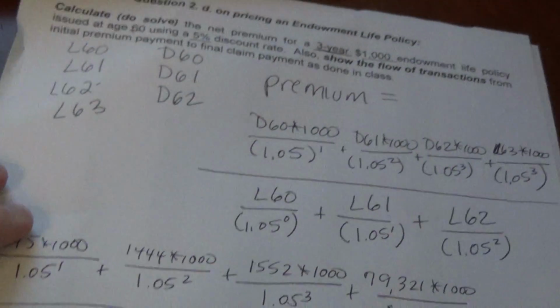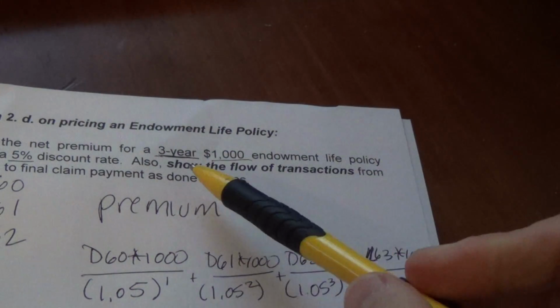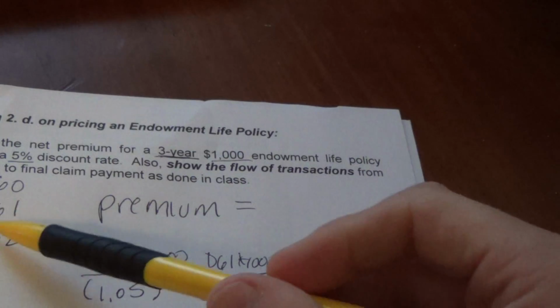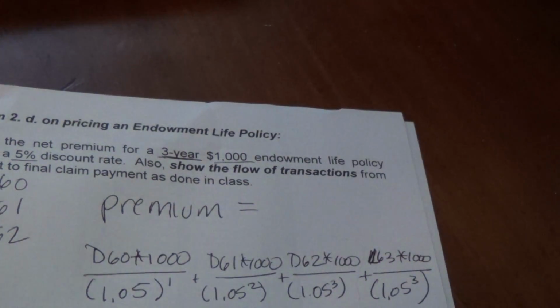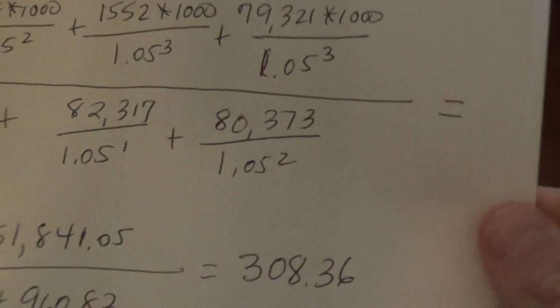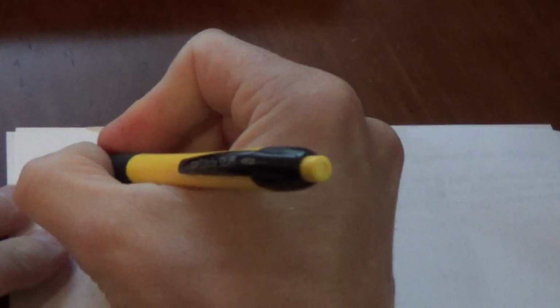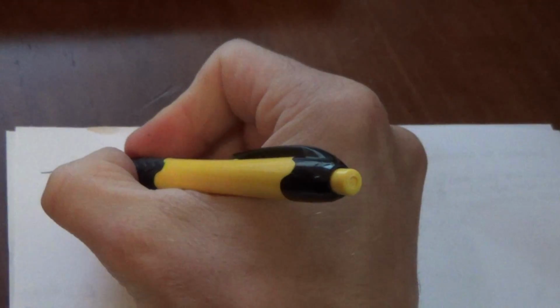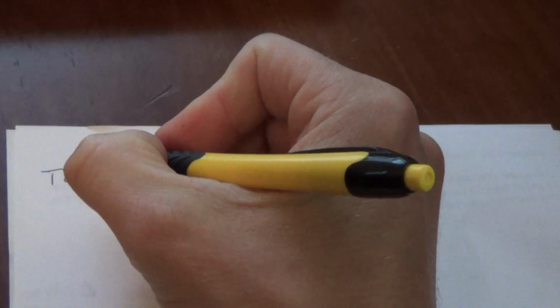The second part of the question says, show the flow of transactions from a premium payment to the final time the cash is paid. So to do all of that, we'll start off at time 0. At time 0, we collect the premium.